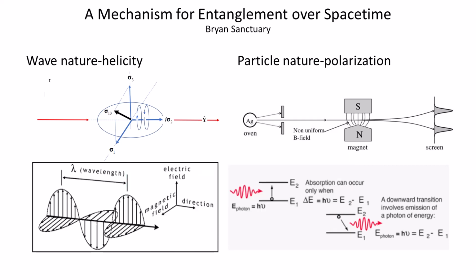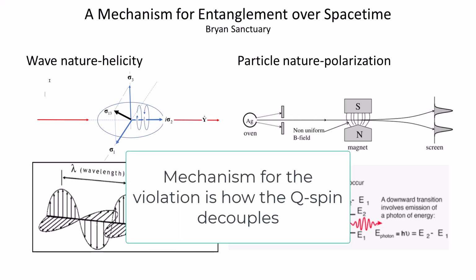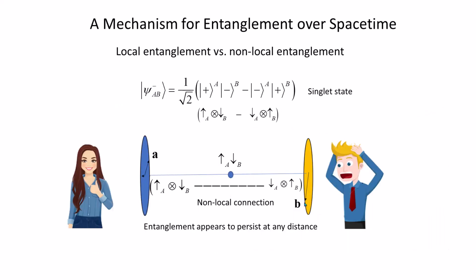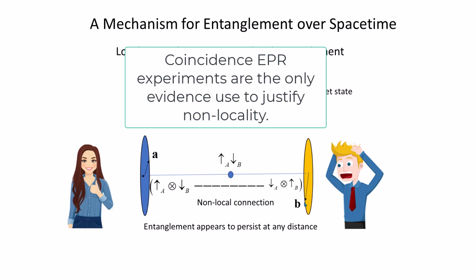The mechanism for this violation is how that free flight spin of 1 decouples into the usual spin 1/2 we observe. This is far from the usual explanation that declares the process is due to non-locality and its associated quantum weirdness.